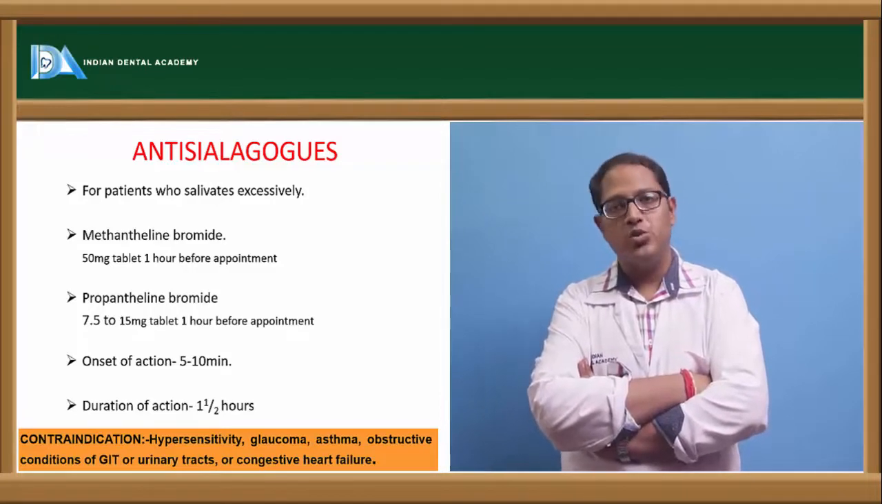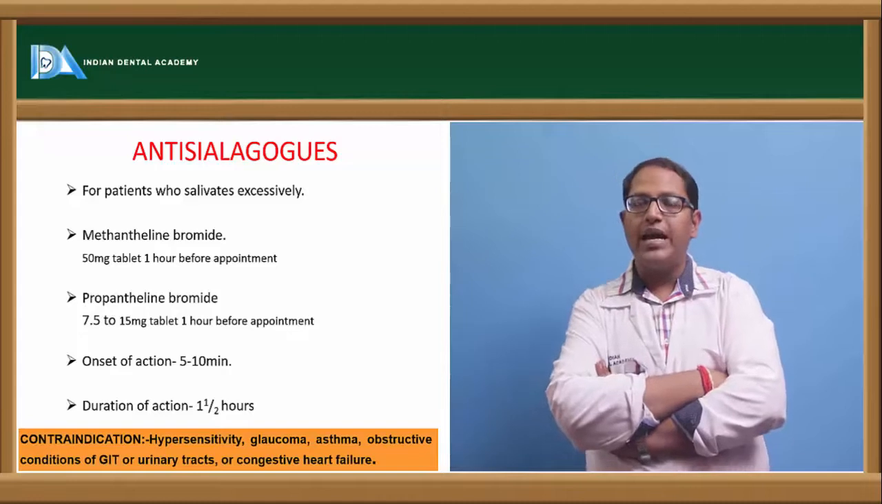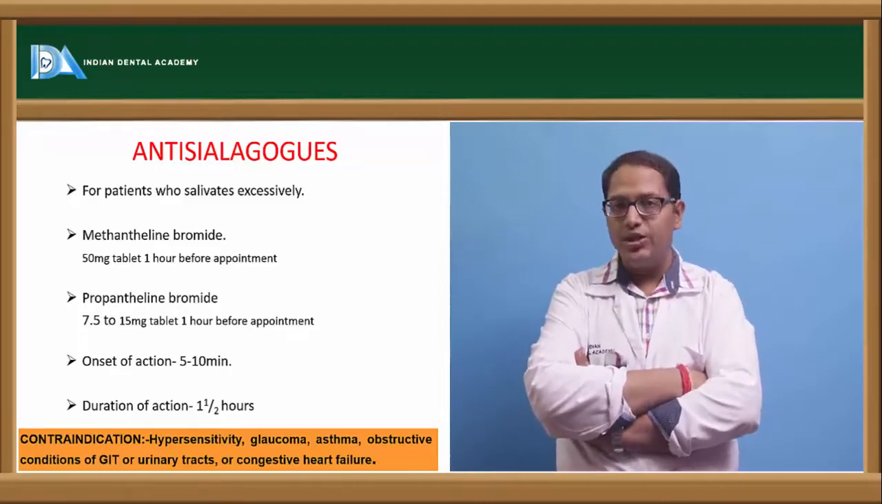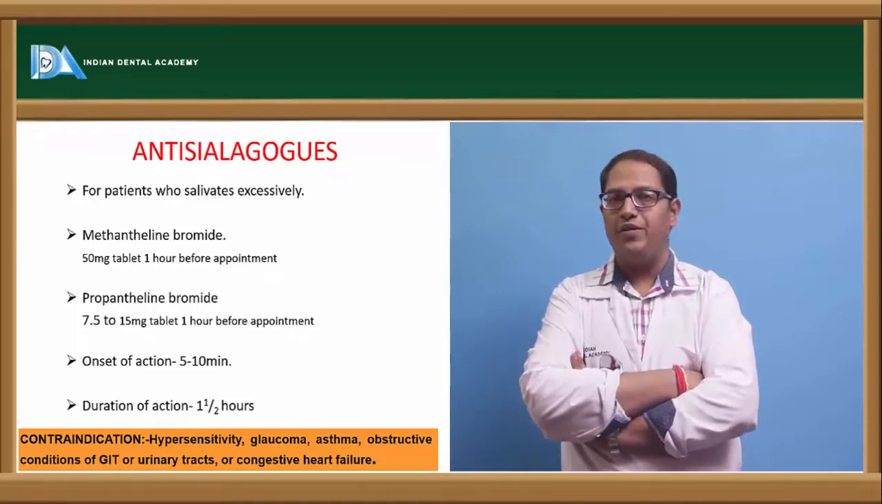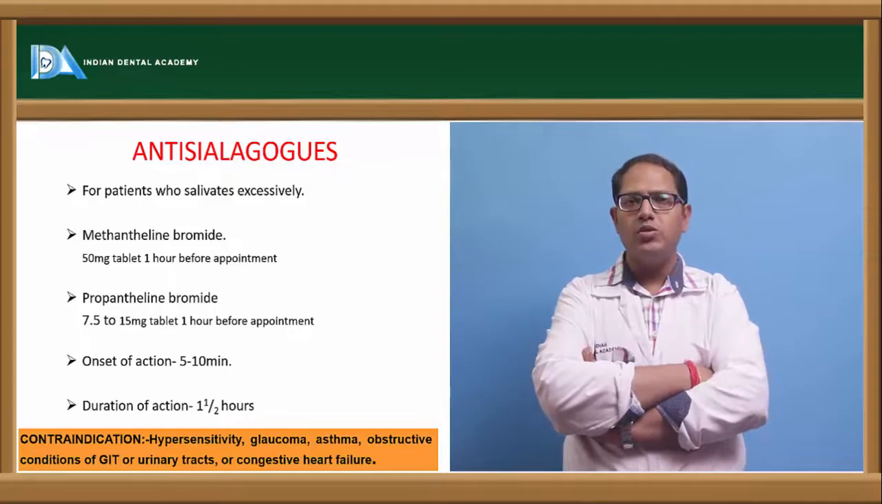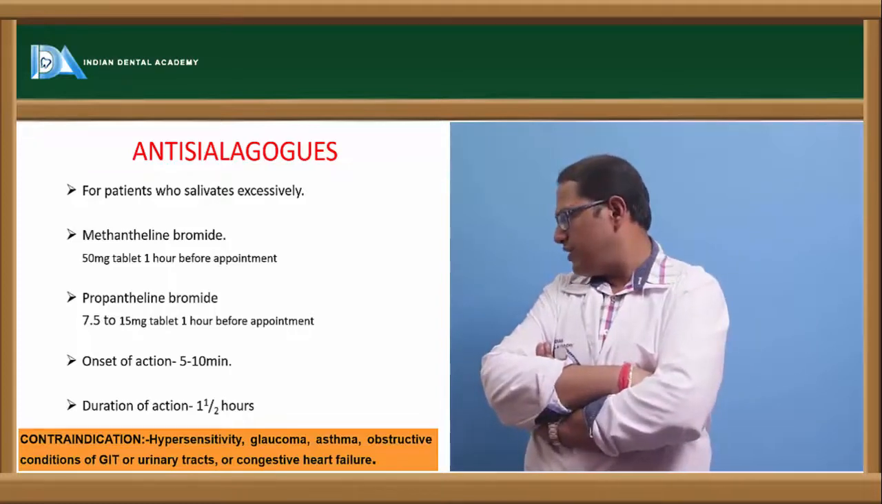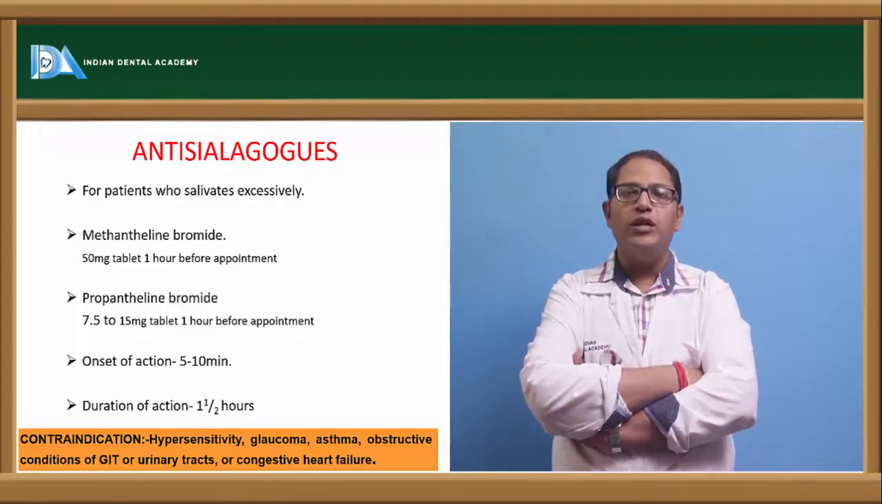Now which is to be used when? Methantheline bromide is a 50 milligram tablet that has to be used 1 hour before the surgery, or 1 hour before any appointment that you're giving. Whereas propantheline bromide is a 7.5 to 15 milligram tablet, which has to be used again 1 hour before the appointment.